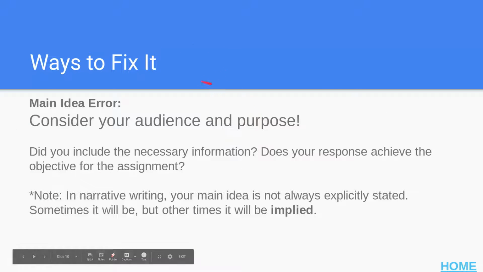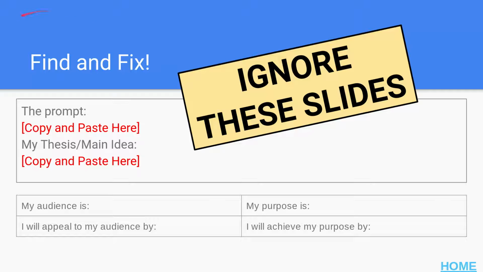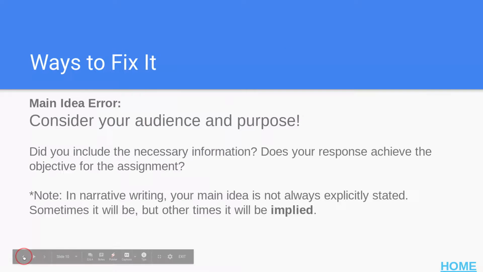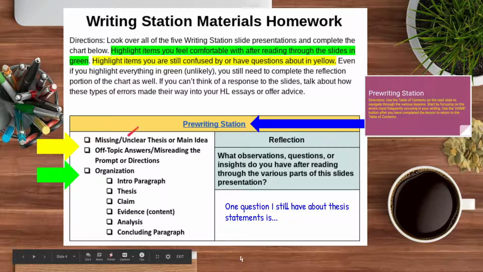Sometimes there's more than one way to fix the error or more information, so you've got more than one slide. Just read through all those slides. You're going to notice that there are find and fix slides at the end of each error type. You're just going to ignore those. That's for a separate activity, and you are not responsible for doing that. You're only responsible for reading through the material, and then highlighting this material on the left-hand side and doing the reflection on the right-hand side.